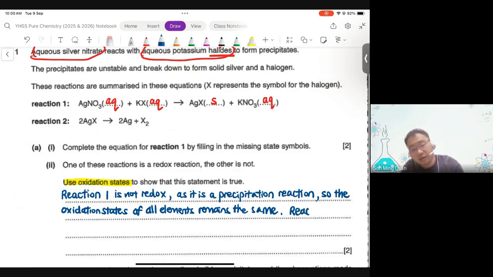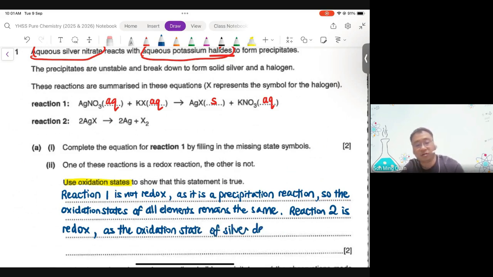The one you need to calculate oxidation state for is reaction 2. So reaction 2 is a redox reaction. Why? So this is where you calculate oxidation states, one by one. So the oxidation state of silver decreases from +1 in AgX to 0 in Ag.